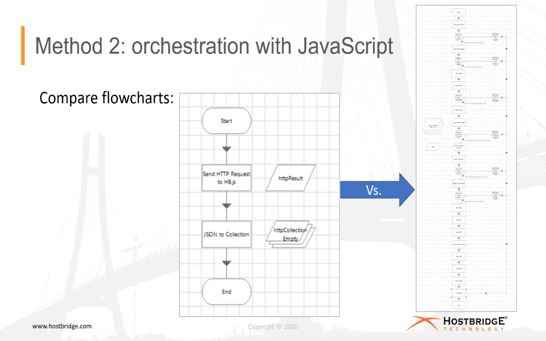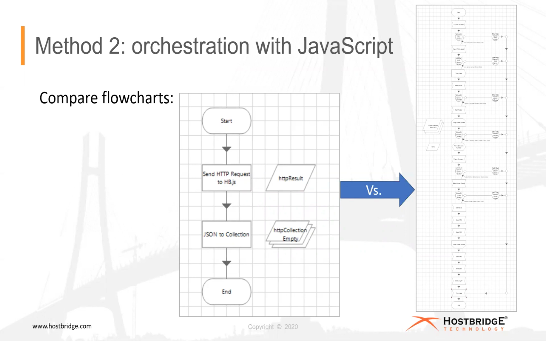So what we did was I created a flowchart. There's the start node in Blue Prism. Then I create a node that simply says send the HTTP request to HB.js. And then it'll gather back the JSON document in the HTTP result.